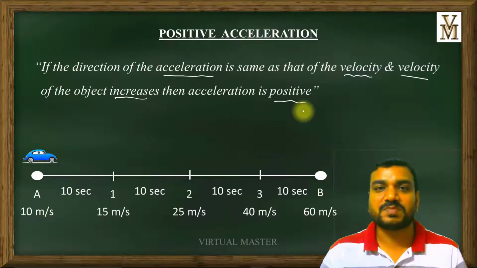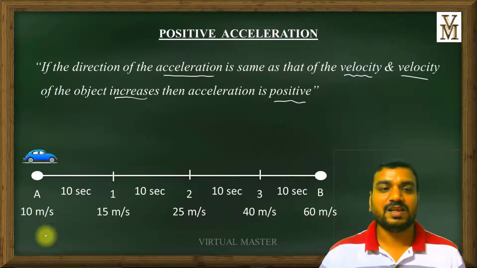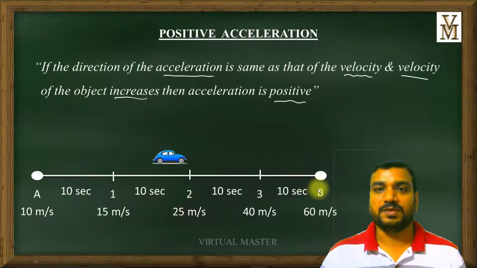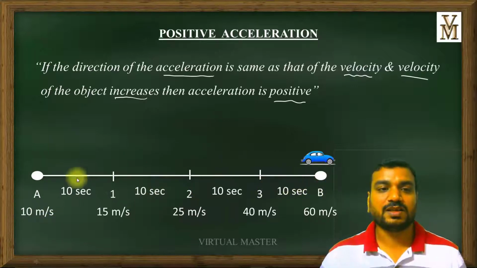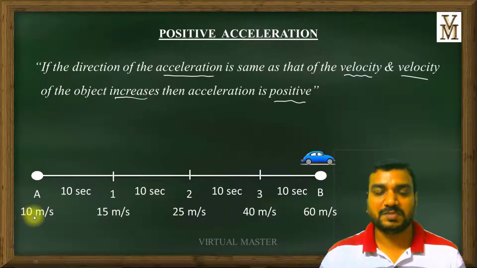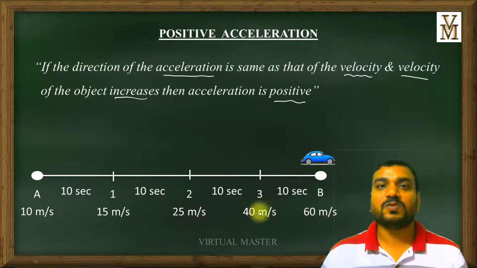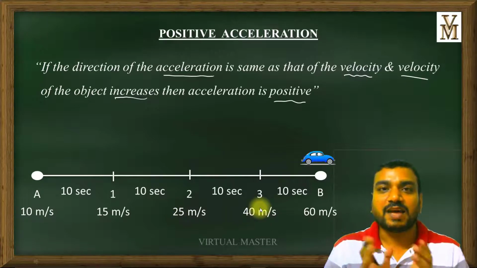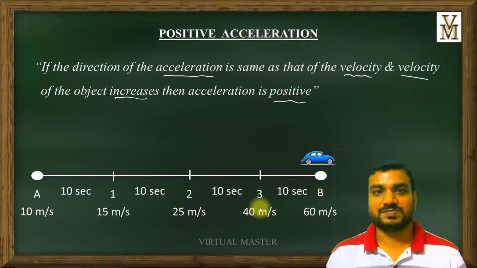To understand this better, let us consider one example. Let us consider a car moving from point A to point B. Now observe here properly. The velocity of the car at point A is 10 meter per second, at point 1 it is 15 meter per second, and at point 2 it is 25 meter per second. Now if you observe properly, the velocity of the car is increasing, isn't it? Now we say that the car is having positive acceleration.